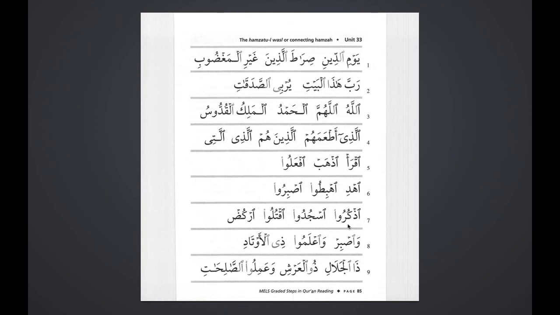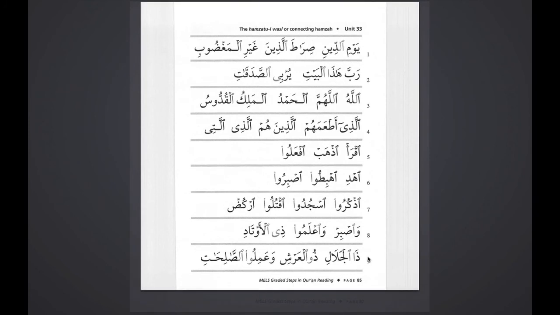Line 7. Udhkuru. This is rule 2. We have that pattern of Hamza, Sakin, Dhamma, right? So that's going to give us rule 2. Udhkuru. Usjudu. Uqtulu. Urkud.